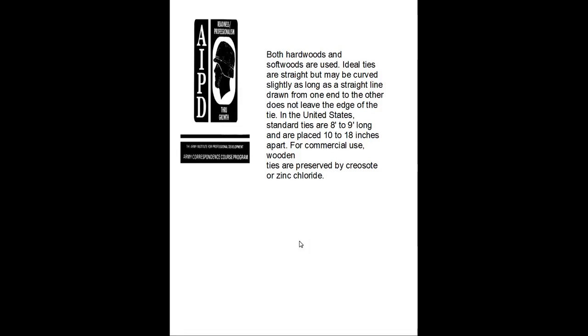Both hardwoods and softwoods are used. Ideal ties are straight but may be curved slightly, as long as a straight line drawn from one end to the other does not leave the edge of the tie. The United States standard ties are 8 feet by 9 feet long and placed 18 inches apart. For commercial use, wooden ties are preserved with creosote and zinc chloride.